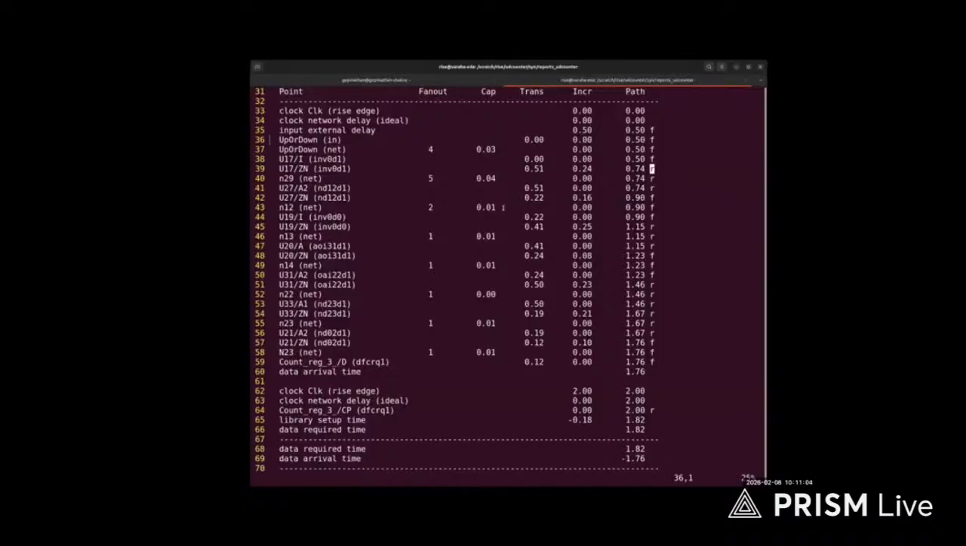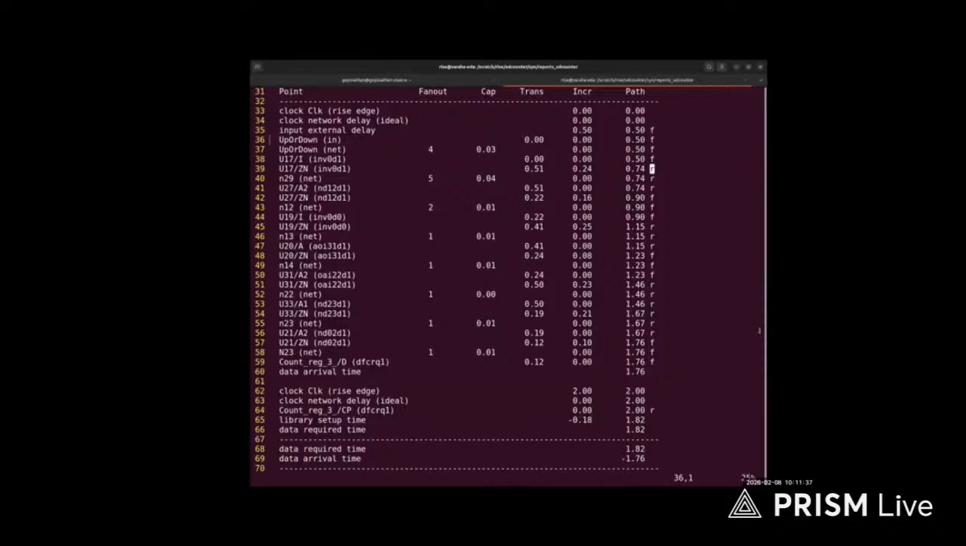Someone else was asking about UPF yesterday. UPF is another format. We have timing constraints in SDC format, Synopsys Design Constraints. Similarly, for power you have Unified Power Format, UPF, where you will specify what the power requirement is, all those things.